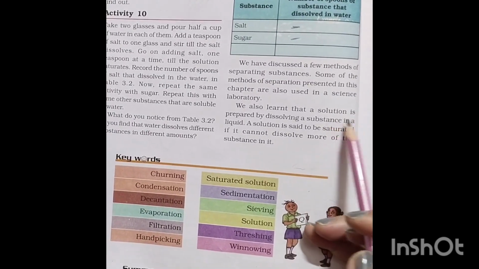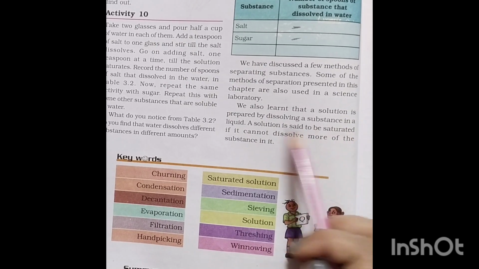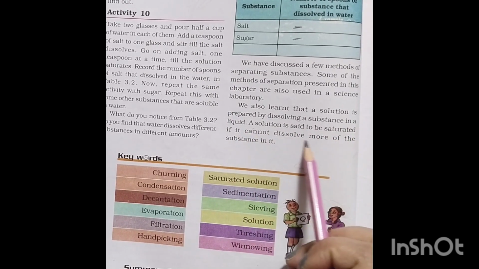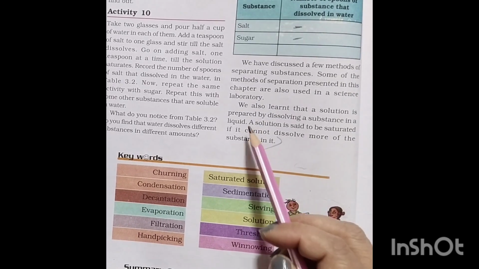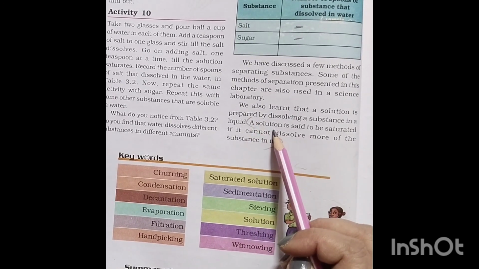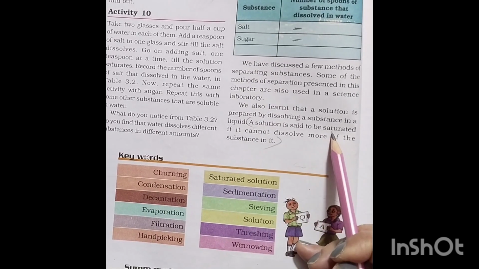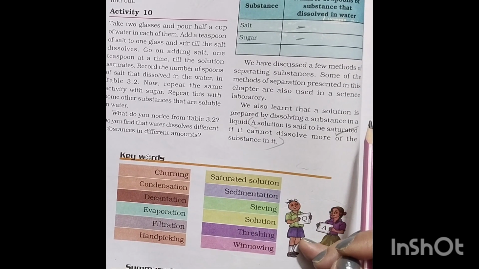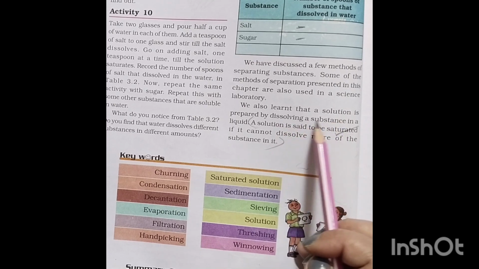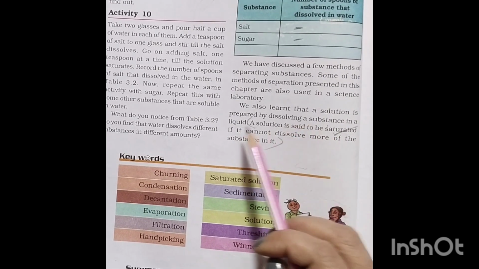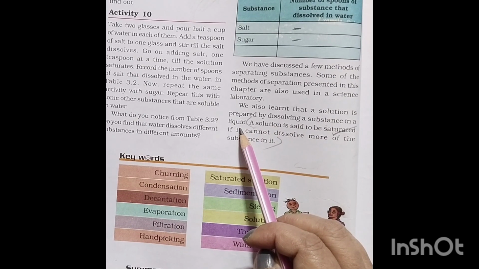We also learned that a solution is prepared by dissolving a substance in a liquid. So a solution is said to be saturated if it cannot dissolve more of the substance in it. If a solution is not able to dissolve more of the substance in it, then the solution is saturated. And a solution is prepared by dissolving a substance in a liquid. That substance is known as solute and the liquid is known as solvent.